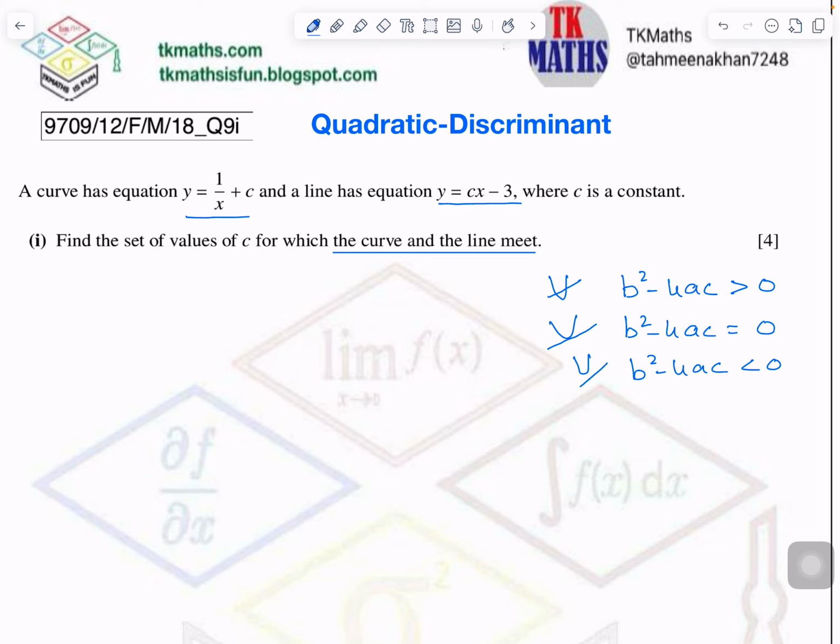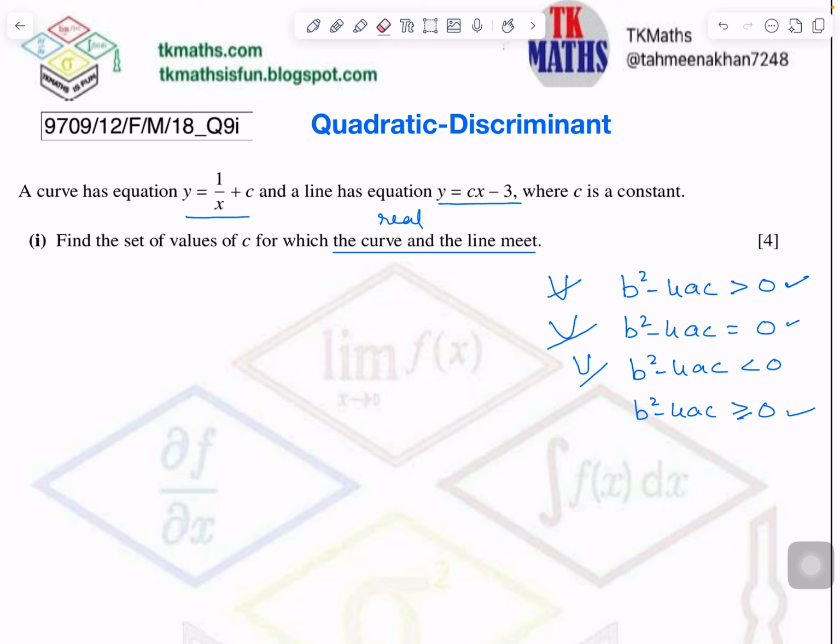The question is saying here they are meeting. So meeting could be this or meeting could be this. So it means b square minus 4ac greater than or equal to 0. The same question can be worded as they give you real solutions. So if the word real comes, then also this condition applies. The strict condition comes when it says intersecting at 2 points, specifically. So you need to be very careful.